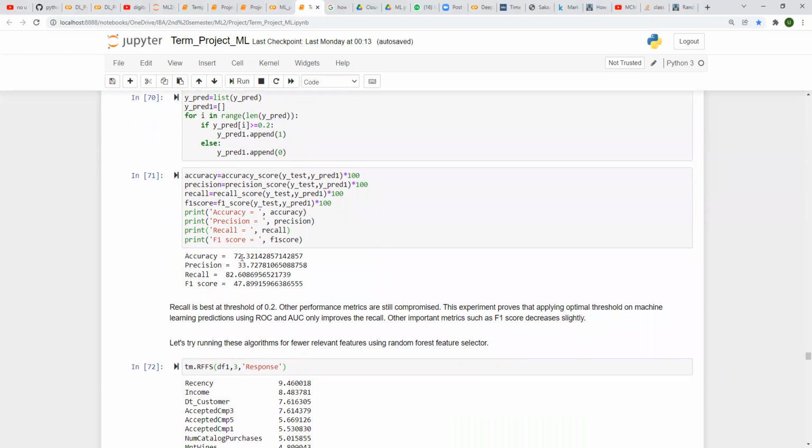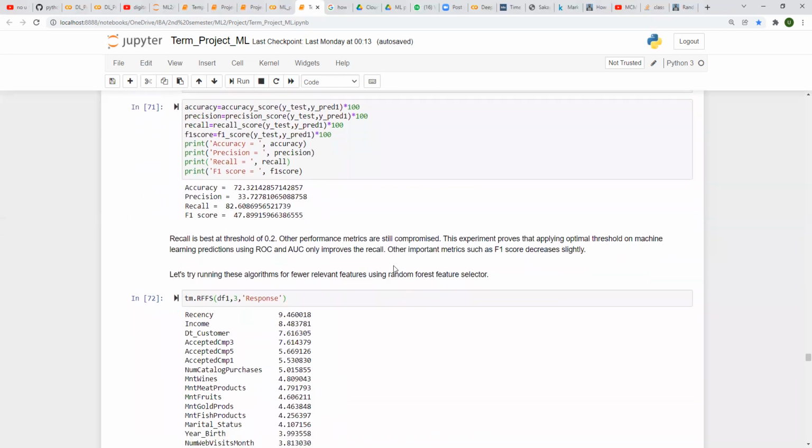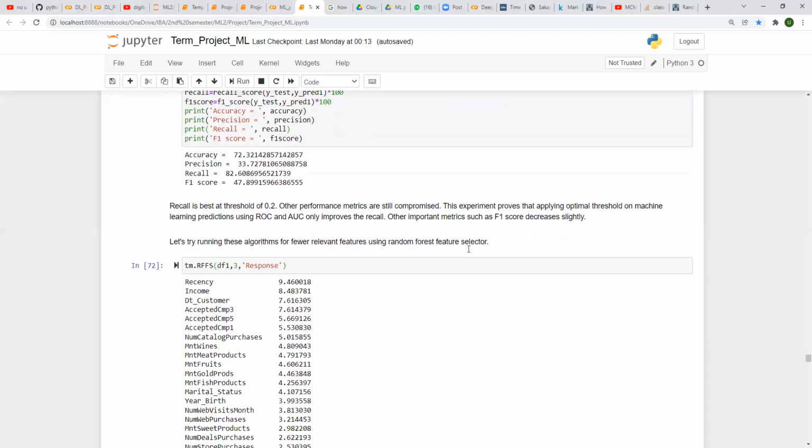Still an accuracy of 72 and F1 score of 47 through logistic regression. So recall is the best. So this is the problem with ROC AUC. It improves the recall, but it compromises other accuracies as well. So recall is the best at threshold 0.2, 82% recall, but other performance metrics are still compromised. So in order to get the optimal threshold, if we are looking for recall as the only performance metric, ROC AUC curve is the best one.